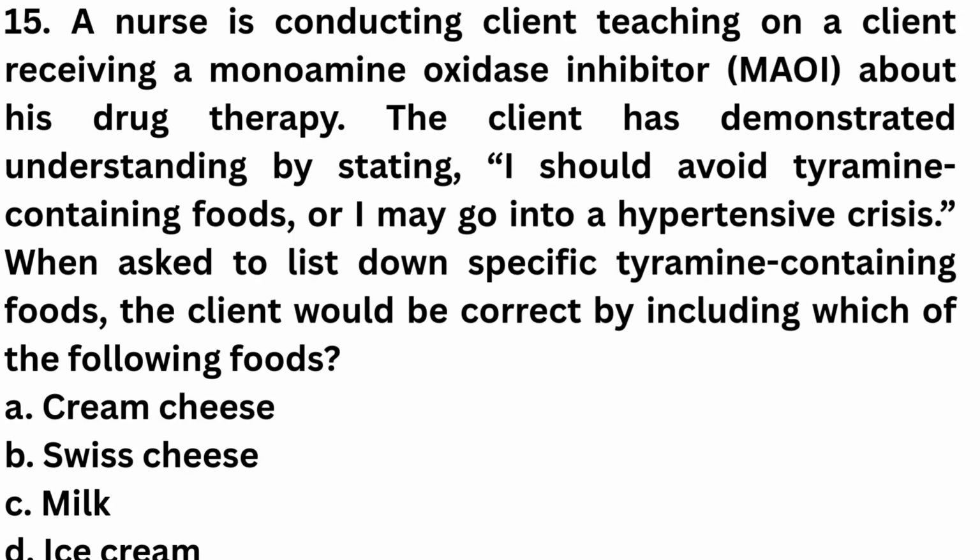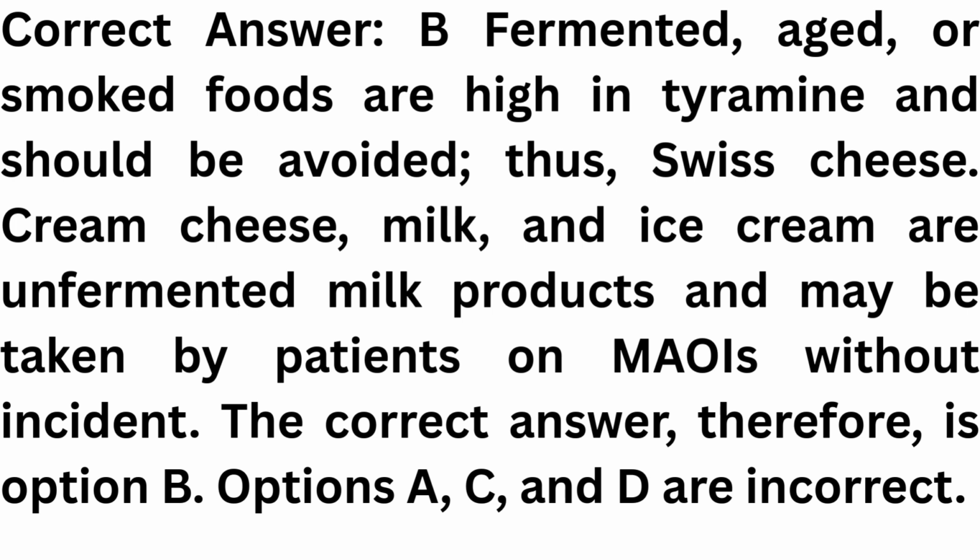15. A nurse is conducting client teaching on a client receiving a monoamine oxidase inhibitor, MAOI, about his drug therapy. The client has demonstrated understanding by stating, "I should avoid tyramine-containing foods, or I may go into a hypertensive crisis." When asked to list specific tyramine-containing foods, the client would be correct by including which of the following foods? A. Cream cheese. B. Swiss cheese. C. Milk. D. Ice cream. Correct answer. B. Fermented, aged, or smoked foods are high in tyramine and should be avoided.